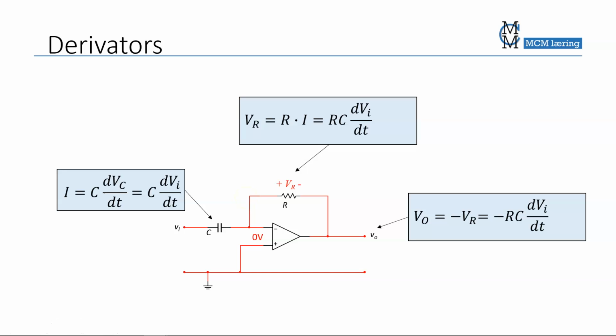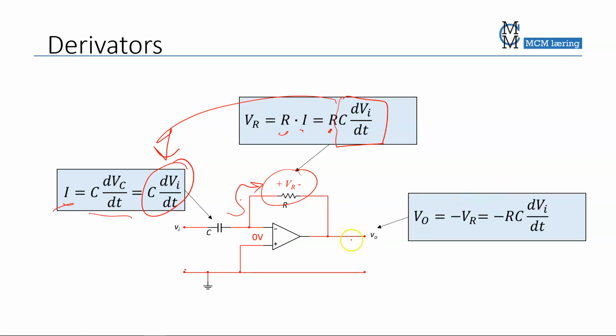The derivator: remember the integrator had a capacitor here, the derivator has the capacitor here, and the current through the capacitor is C dV over dt. The capacitor voltage is the same as the input voltage, so therefore it's C multiplied by dVi over dt. That's the current. And the same current goes up here, and the voltage across the resistor is the current multiplied by the resistor.